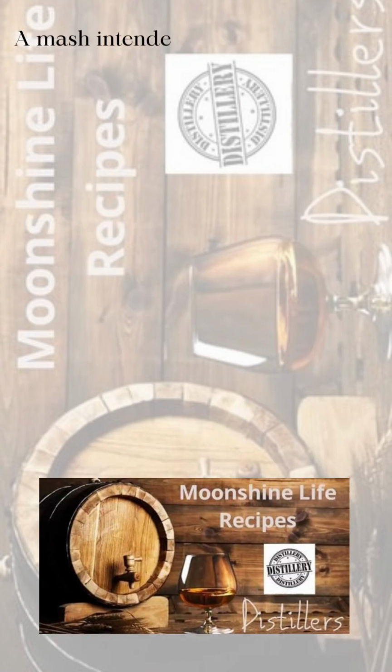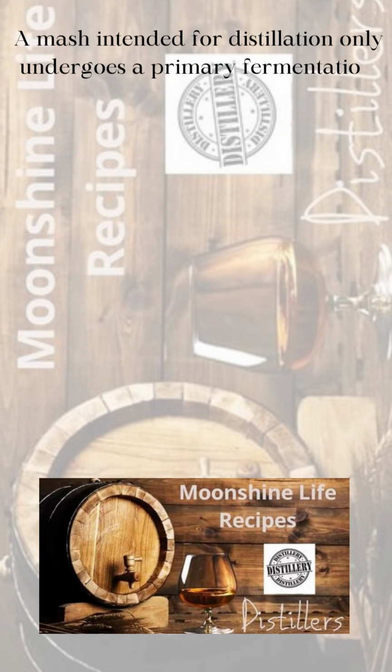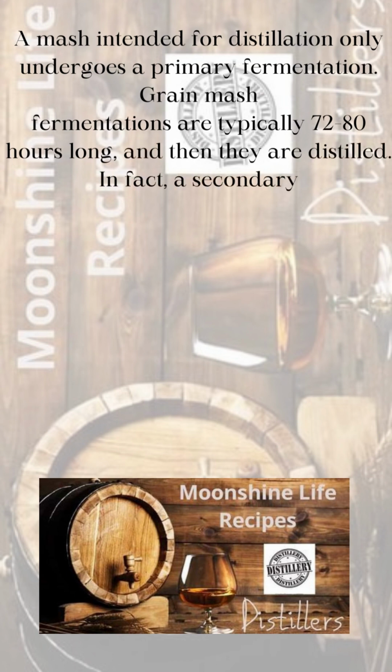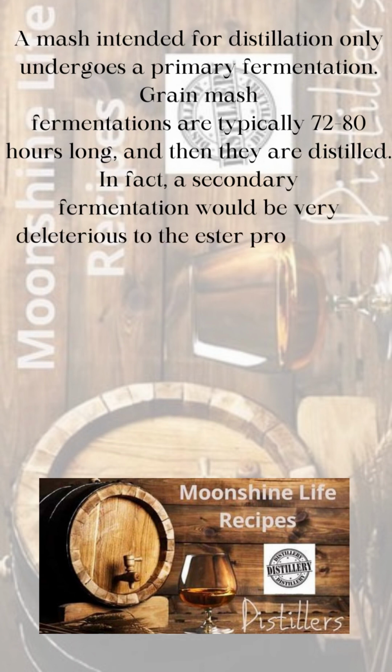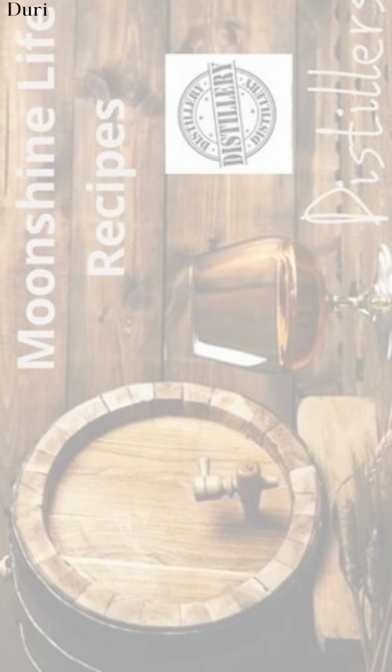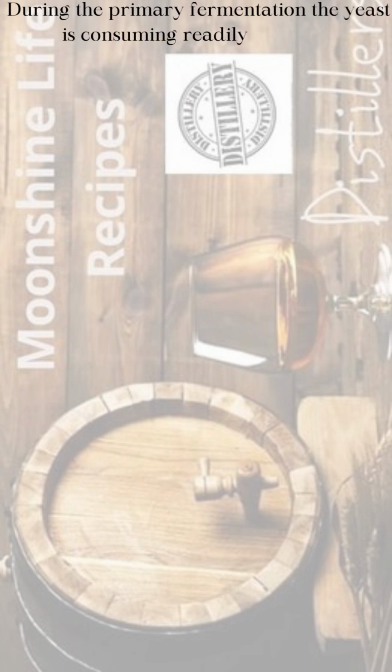A mash intended for distillation only undergoes a primary fermentation. Grain mash fermentations are typically 72 to 80 hours long, and then they are distilled. In fact, a secondary fermentation would be very deleterious to the ester profile of the mash and would ruin the finished whiskey. During the primary fermentation, the yeast is consuming readily available fermentable sugars.